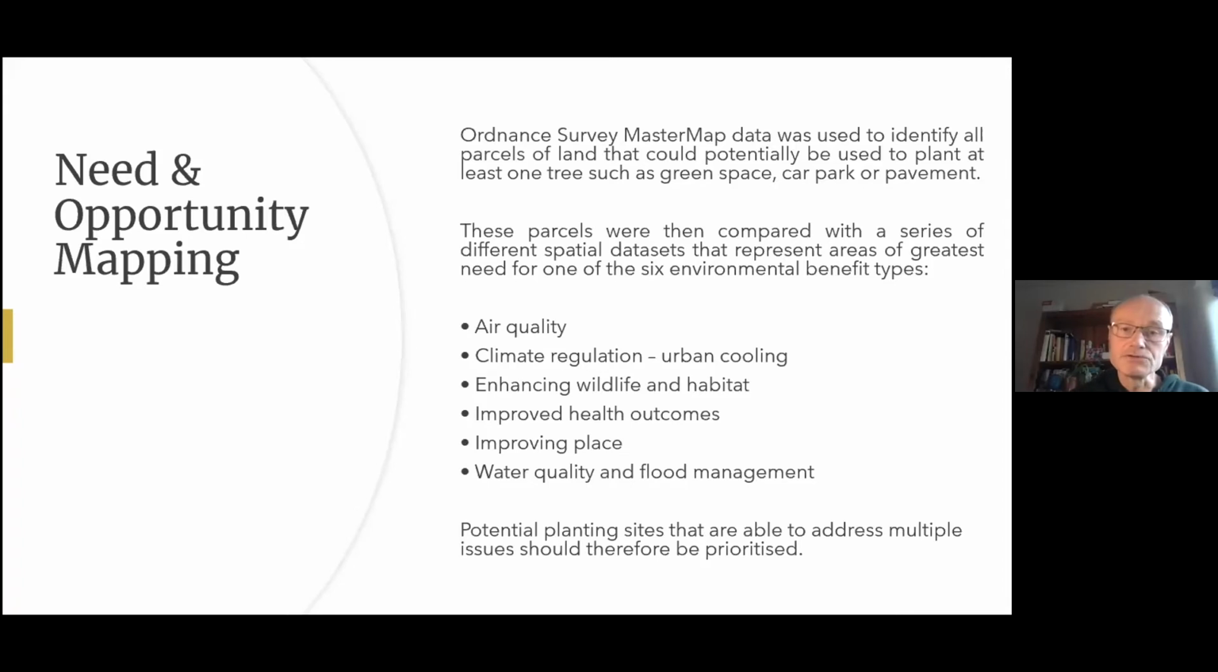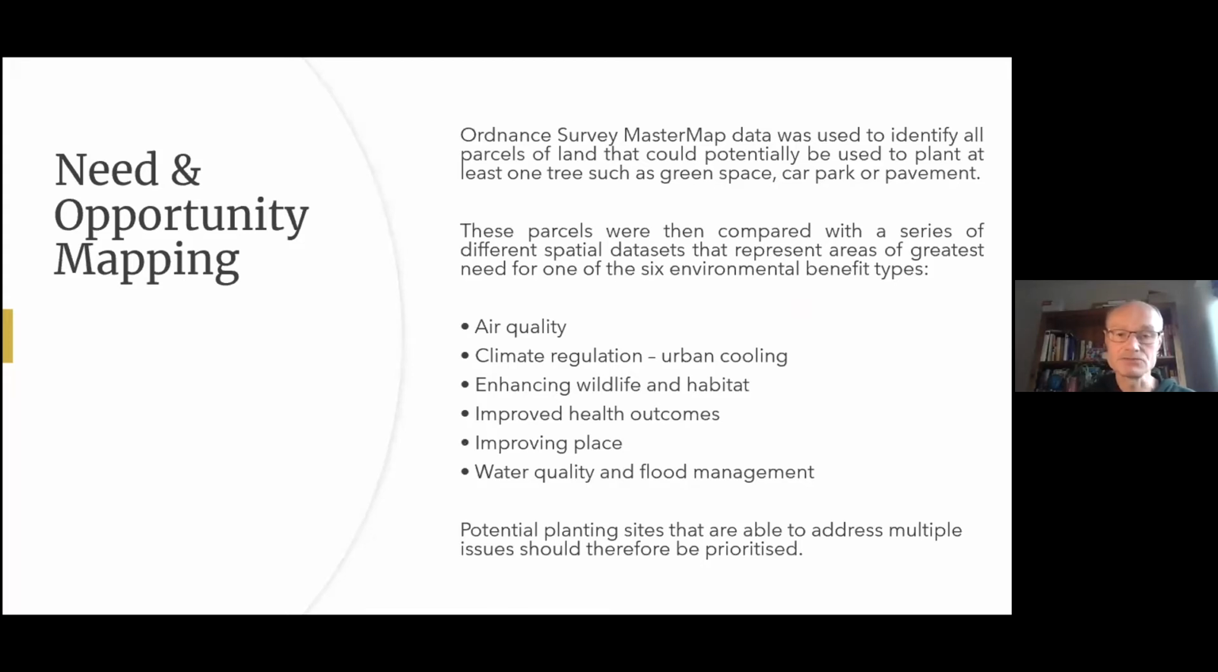So using Ordnance Survey mapping, we identified all areas of land where potentially we could plant a tree, but of course all those areas would need to be checked to make sure that they are appropriate, i.e. that we're not going to cause damage to existing wildlife or habitats. And of course we would also need the consents of the landowners. But the piece of work was to identify where we should prioritize.